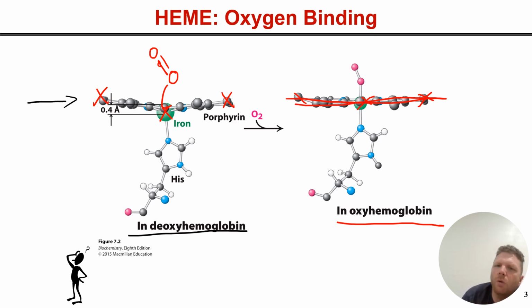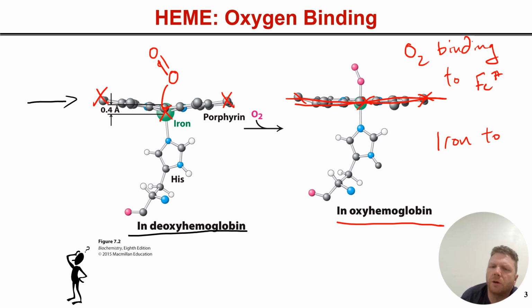Now, the cool thing about this is that O2 binding to Fe2+ causes this iron to raise up 0.4 angstroms. Now, if you think about the magnitude of that, this is on the molecular level. That's a very, very small distance. It's not even the length of a hydrogen bond or any covalent bond or anything like that. The movement is very, very small. So what I want you to take away from this is that when oxygen binds to hemoglobin, it causes iron to move 0.4 angstroms. And that's about it.